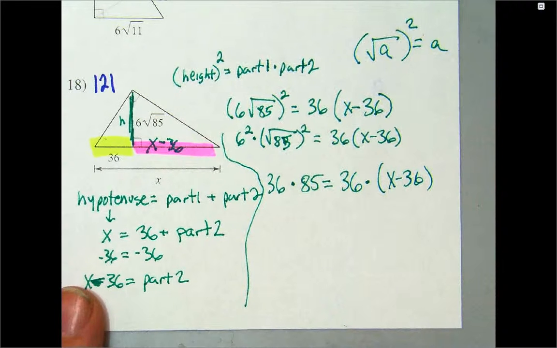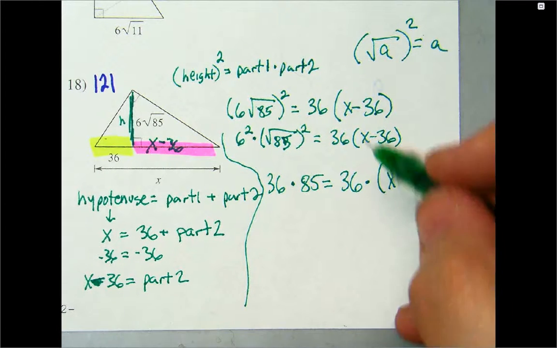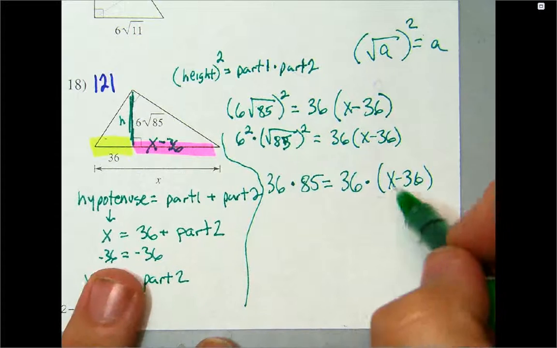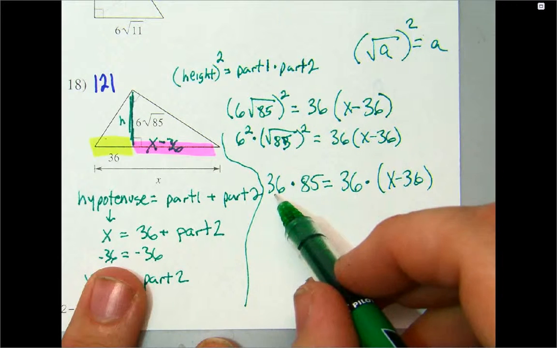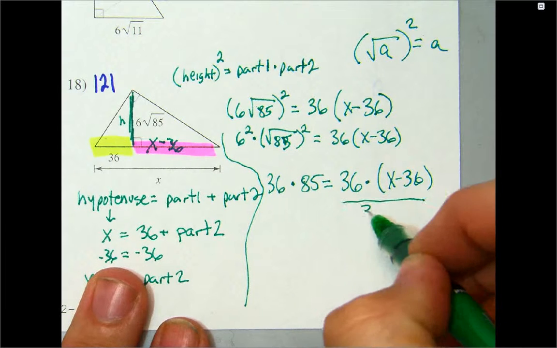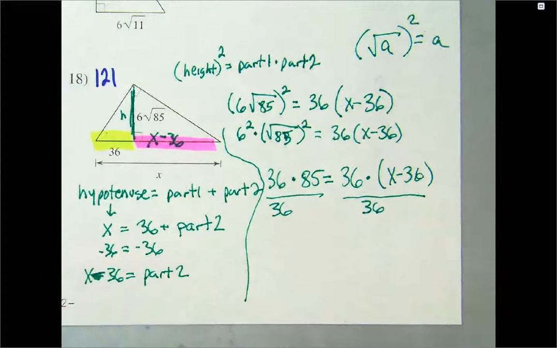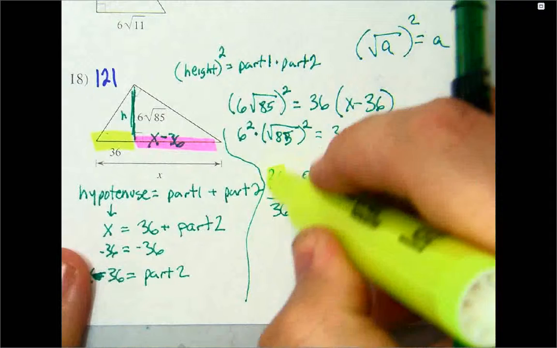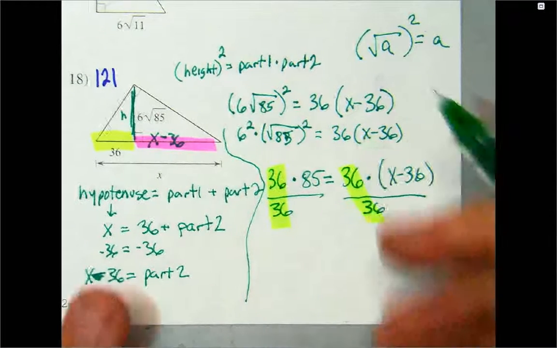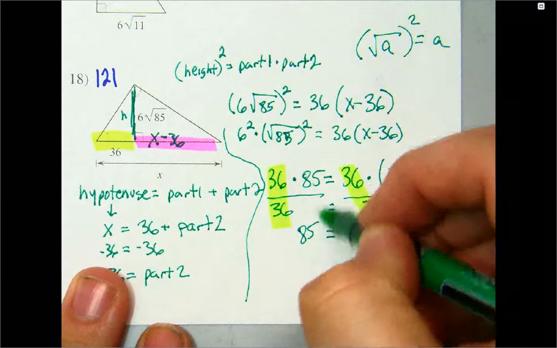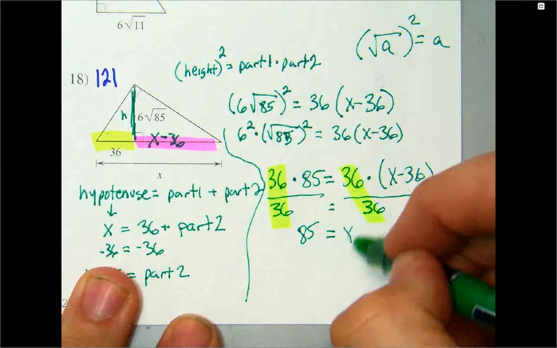Now, again, only multiply when you have to, because if we multiply 36 times 85, big number, big pain. But since I have a 36 here and a 36 here, if I divide this side by 36 and divide this side by 36, these two values divide out, these two values divide out, and I'm just left with 85 on the left and x minus 36 on the right.